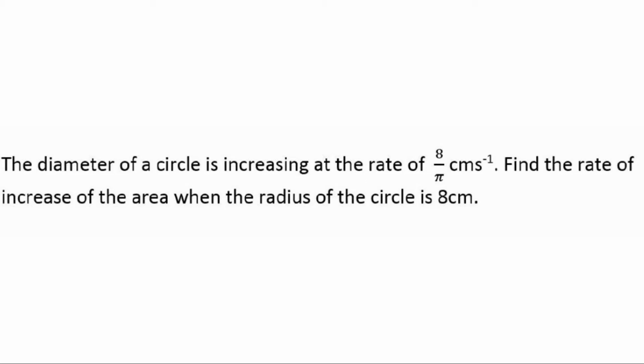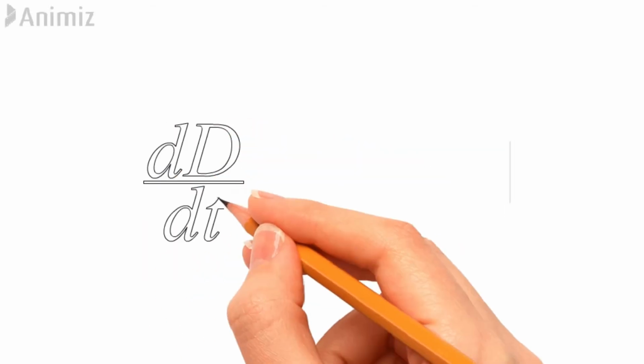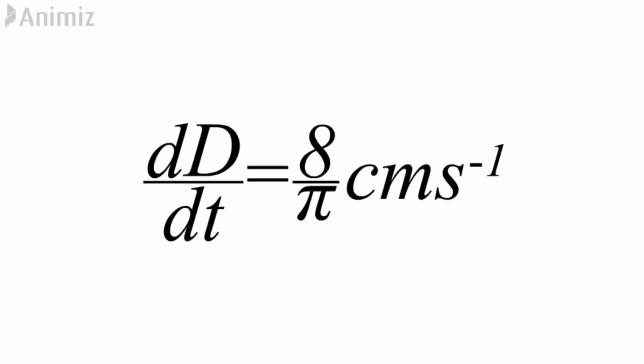First thing, we need to identify the changing variables in derivative form. In this question, the first information given is the diameter of a circle is increasing at the rate of 8 over pi cm per second. So dD over dt is equal to 8 over pi cm per second. D in dD resembles the diameter and t in dt resembles time.